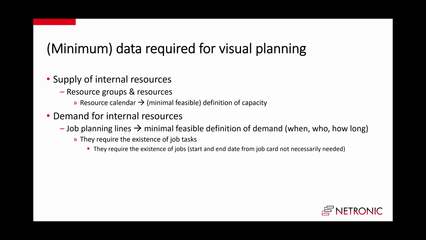This is what's going to happen in the job, and then we have job planning lines on the jobs that define the when, the how, and the how long, the when, the who, and the how long. On the other hand, we have the resources set up. So this is the minimum set of data we require for you to achieve the same visual scheduling or visual planning experience that I will show to you in a couple of minutes.